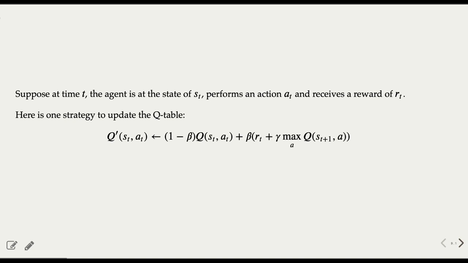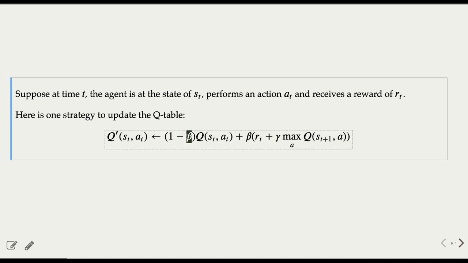Suppose at time t, the agent is at the state s_t, performs an action a_t, and receives a reward of r_t. Here is one strategy to update the Q table. So here, beta is referred to as the learning rate. The greater the beta value, the more aggressive the updating strategy. And gamma is the discount factor for future rewards. So the greater gamma is, the strategy tends to put more emphasis on long-term rewards.